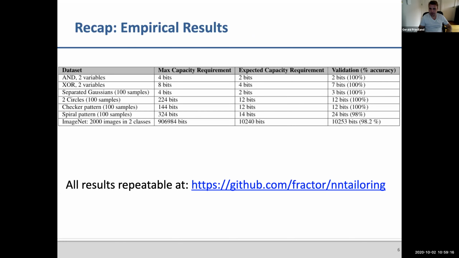So, and now empirical results, if we were overfitting AND, XOR, two separated Gaussians, or even ImageNet, how good would that heuristic be that I gave you, and that you can try out yourself on the GitHub, which I actually highly recommend? Well, guess what? I tested it, and I was actually super surprised when I tried this on that ImageNet example, that I was basically off by 13 bits.